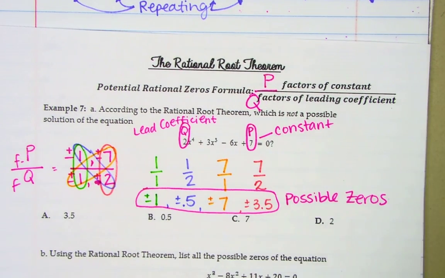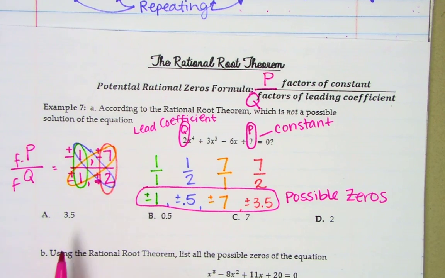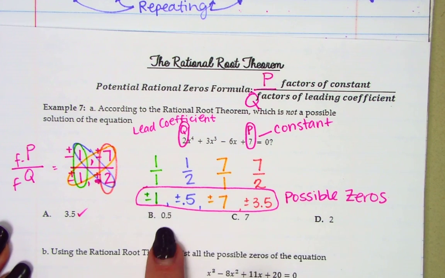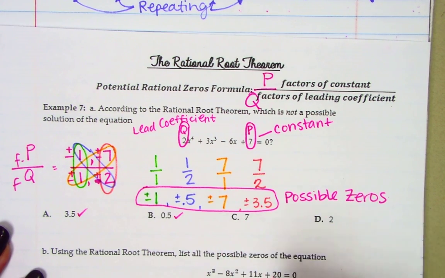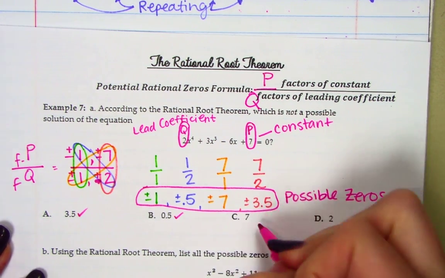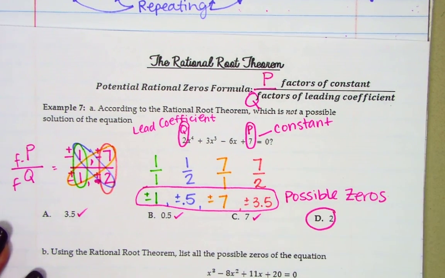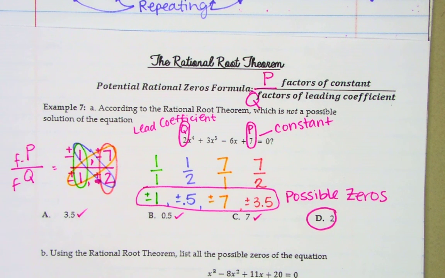We know that if we put this into y equals and look at the graph, they don't even ask us what they are. They just want to know what is possible. Actually, they want to know which one is not possible. Is 3.5 possible? Yep. Is 0.5 possible? Yep. Is 7 possible? Yep. What about 2? No. Why is 2 not possible? It's not one of our possible zeros, because there's no 2 on the top. The 2 is in the denominator of the fraction.